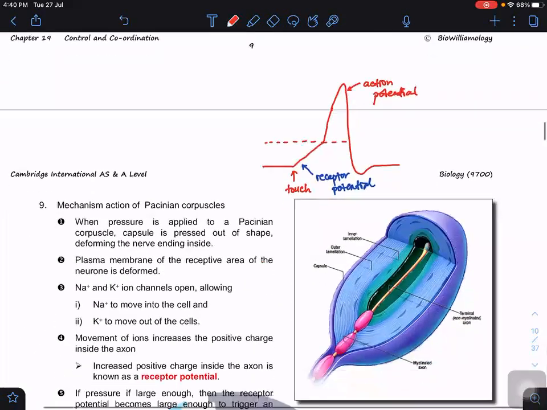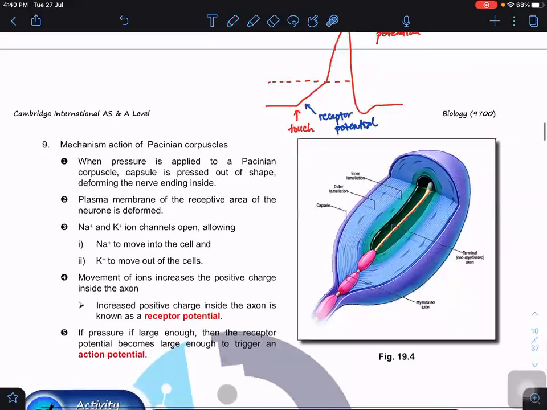So what's the mechanism of action of the Pacinian corpuscle? When pressure is applied to a Pacinian corpuscle, the capsule is pressed out of shape and deforms the nerve ending inside. So the plasma membrane of the receptive area, where we have the receptor of the neuron, is deformed. Now we can see that voltage-gated sodium ion channels and voltage-gated potassium ion channels open. Sodium ions move into the cells during the depolarization. You can write down. And potassium ions move out of the cells during the repolarization.